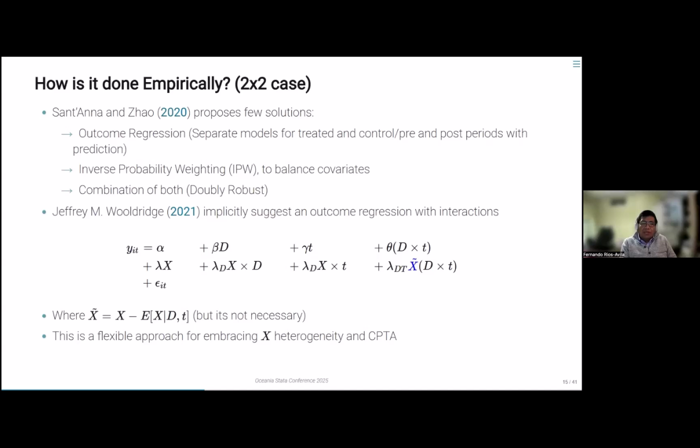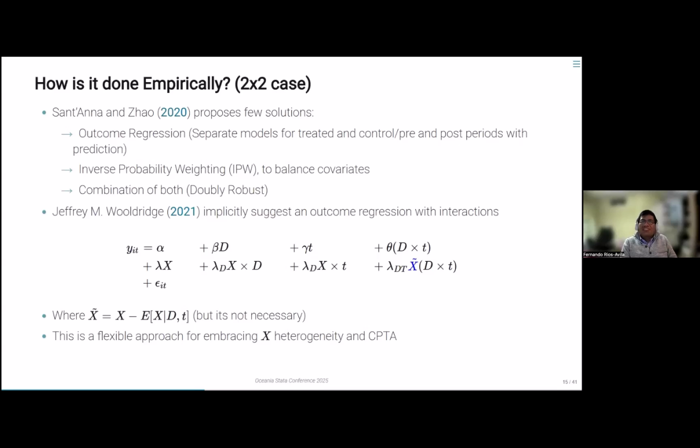The second one is using inverse probability weighting, where you balance the covariates, and then you are able to do the simple diff in diff approach, or do a combination of both, doing what is known as the doubly robust. You do a regression, but you also control for difference in characteristics using the inverse probability weight.